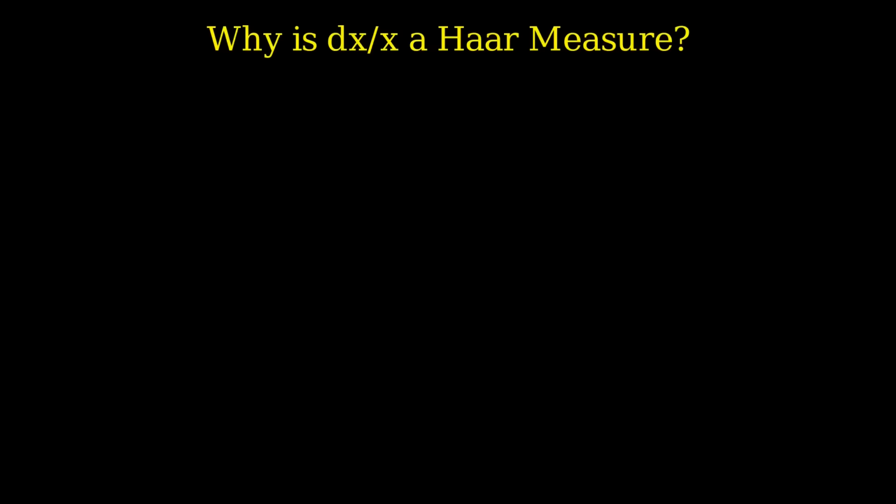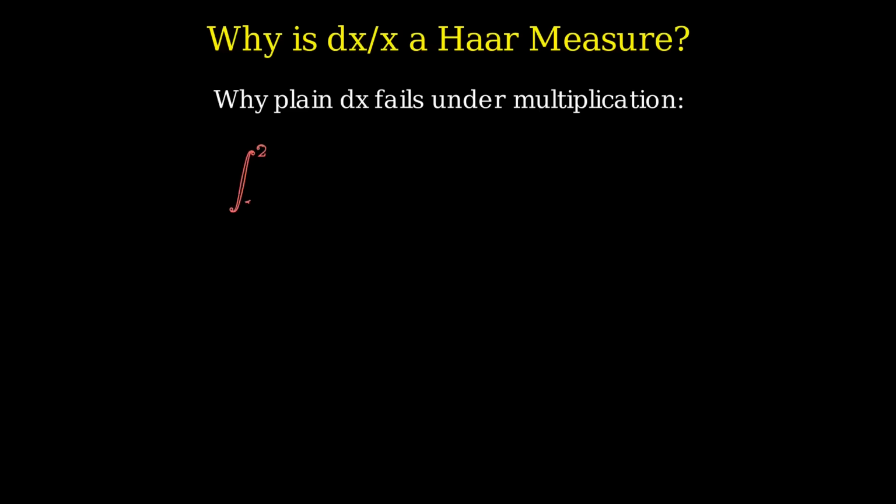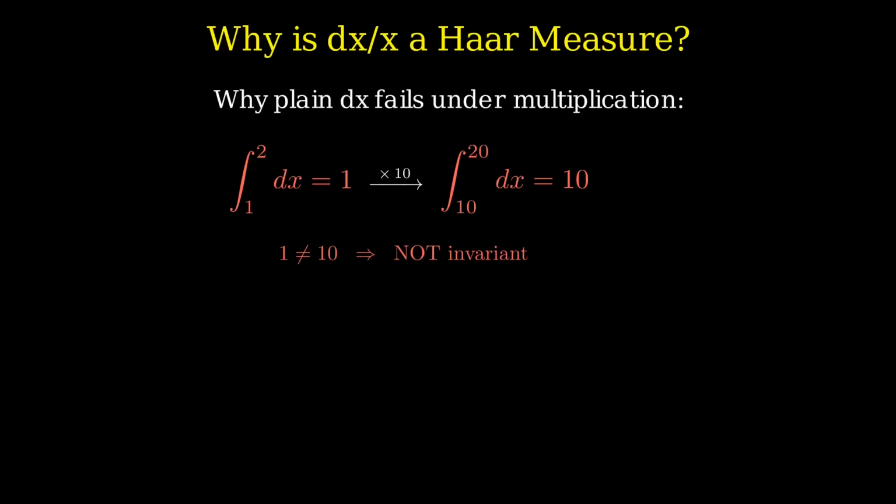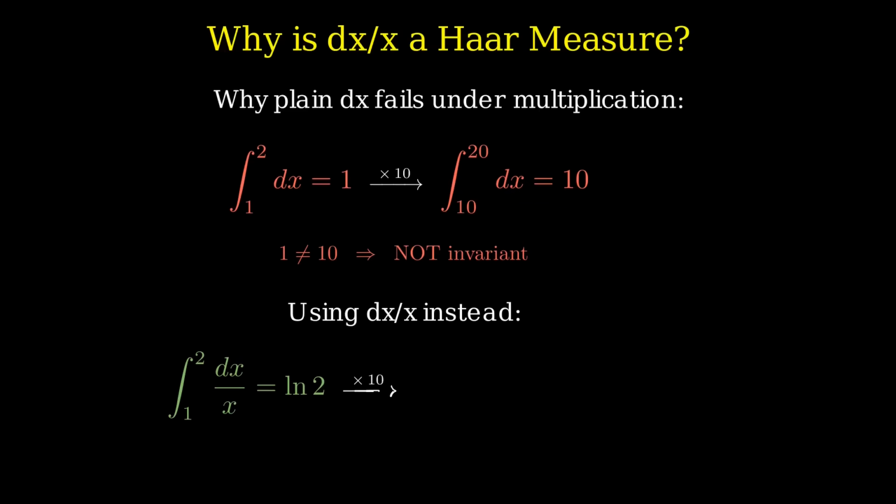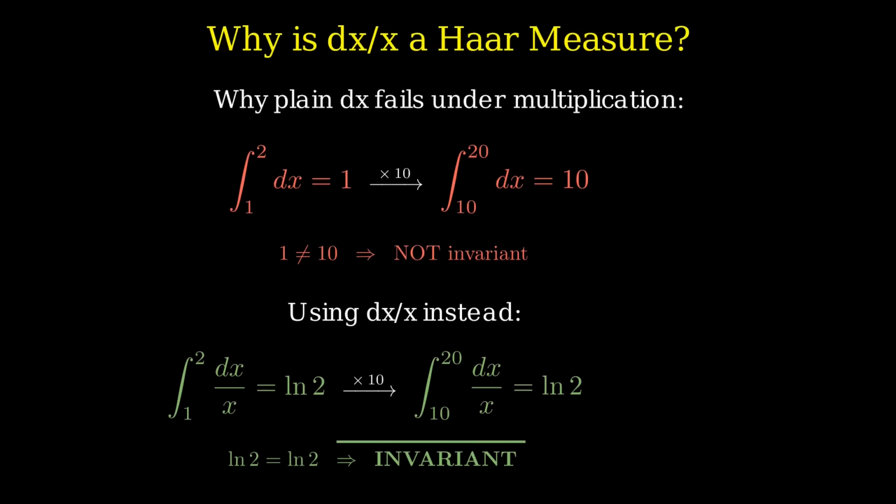But why is dx over x a Haar measure? Say we just use dx. Under multiplication, it wouldn't be invariant, because if we had, say, the interval from 1 to 2, we'd have length 1. And if we multiplied that interval by 10, go from 10 to 20. But now we've changed the size of the length to 10. It's no longer 1 anymore. But if we use dx over x, say we used this integral from 1 to 2 versus an integral from 10 to 20, in both cases our final answer is still the exact same, ln of 2.